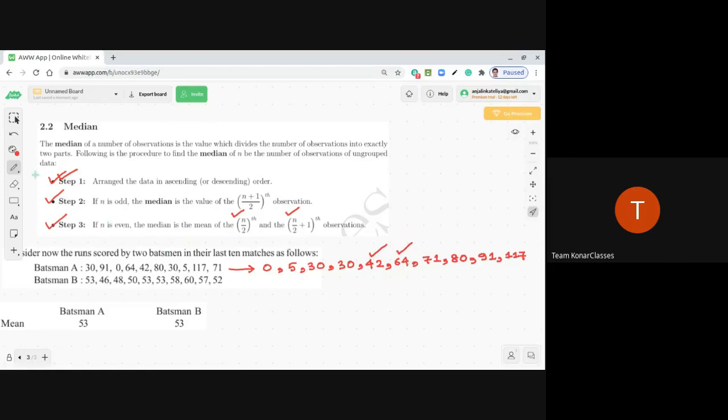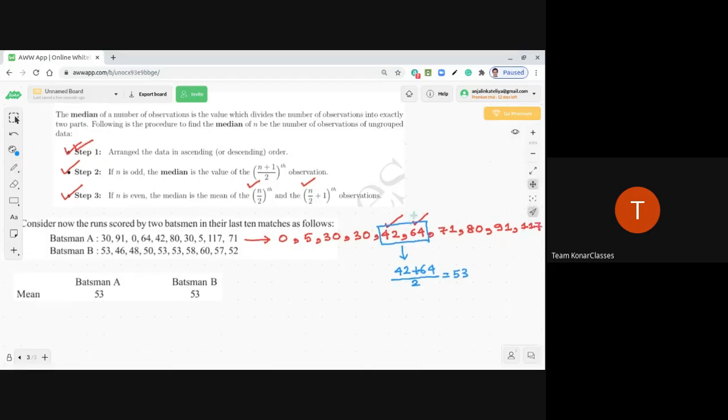So how are we going to compute the median then, dear students? The median will be the mean of these two data, 42 and 64. That is 42 plus 64 divided by 2, and that is equal to 53. So what we get, dear students, is that the mean is 53, as I showed you earlier, and the median we are also getting is 53.